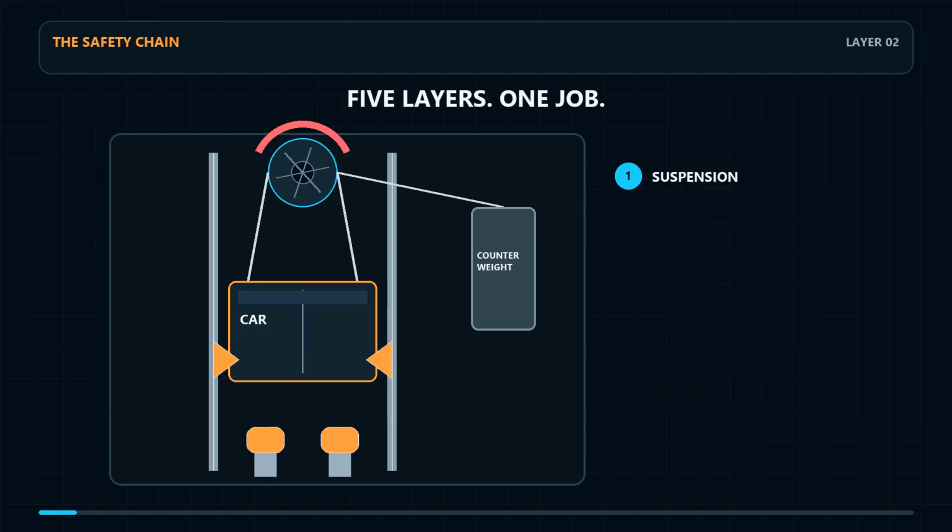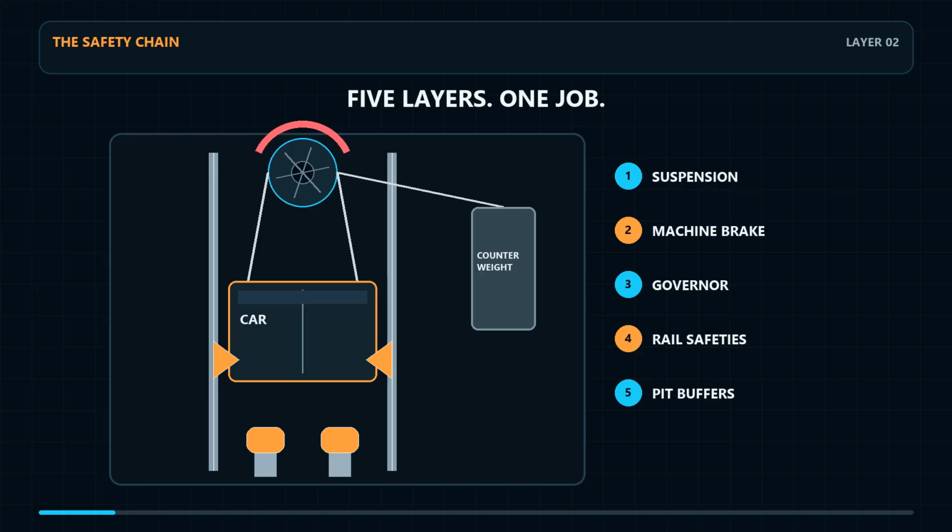The reassuring answer is not one unbreakable cable or one perfect computer. It is a stack of different mechanisms. Suspension carries the car. The machine brake holds it. A governor watches speed. Car-mounted safeties grip the rails. Buffers wait at the bottom for travel beyond the normal limit. No single layer is asked to solve every possible fault.